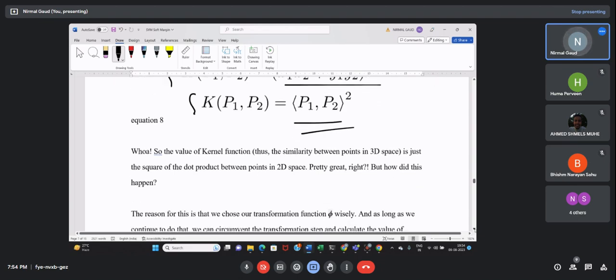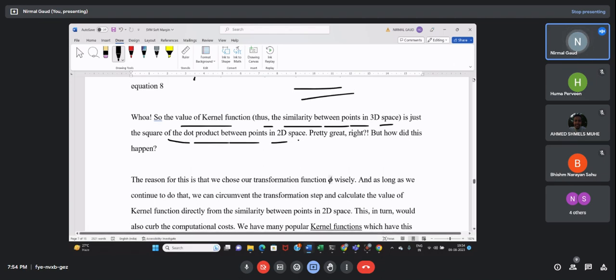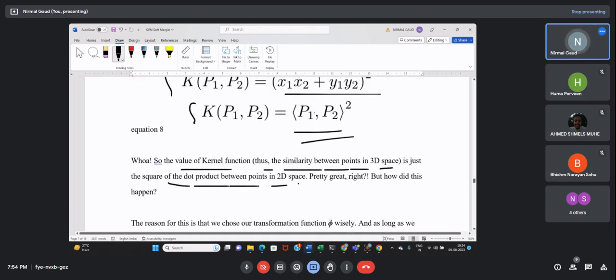So the value of the kernel function, the similarity between the points in 3D, is just the square of the dot product in the 2D space. So the 2D space का dot product, they are saying it's a square of the dot product. तो ये तो dot product ही था ना. This is the dot product.